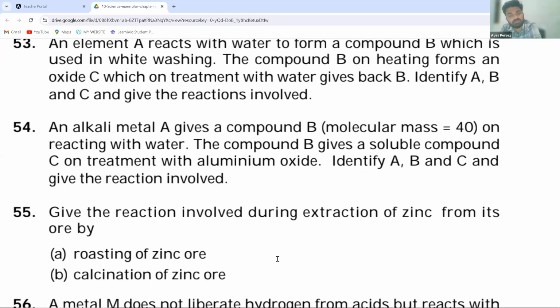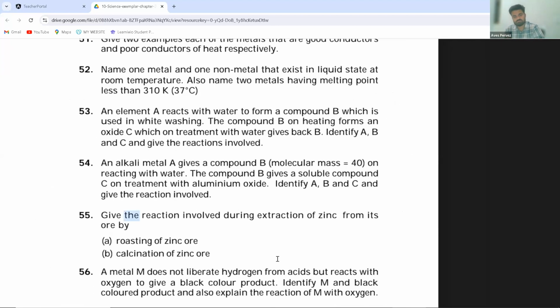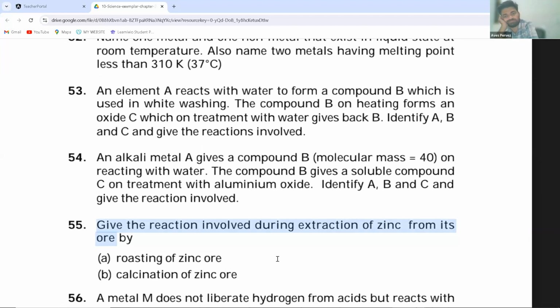Question number 54. An alkali metal A gives a compound B on reacting with water. Compound B gives a soluble compound C on treatment with aluminum. Alkali metal A plus water gives B.